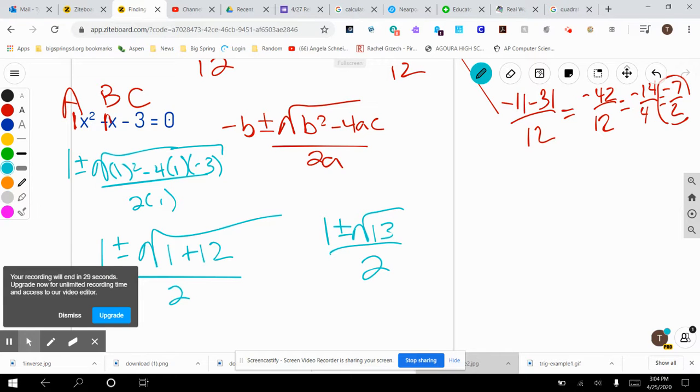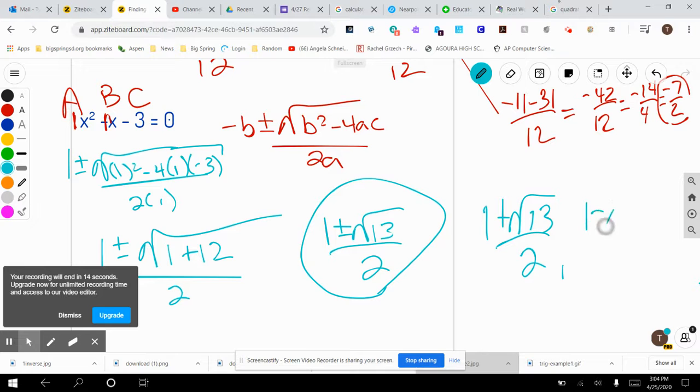Now because 13 is not a nice square root, we don't want decimals and we're looking for exact answers, we can actually leave this just like this. That's our two answers. Okay, if you wanted to write 1 plus the square root of 13 over 2 and 1 minus the square root of 13 over 2, you could. You don't have to.